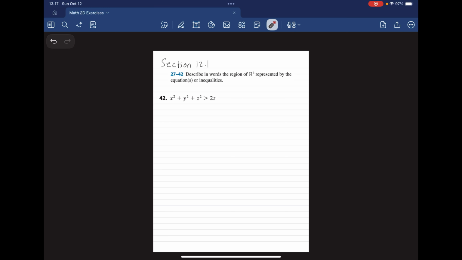Stewart's Calculus Early Transcendentals. So the first of these problems is number 42, and it's from the problem set 27 through 42, all of which are given the statements, describe in words the region of R3 represented by the equations or inequalities. The next problem we're doing is from the set 43 to 46, and these read, write inequalities to describe the region, and the one we're doing gives us the description, the solid upper hemisphere of the sphere of radius 2 centered at the origin.